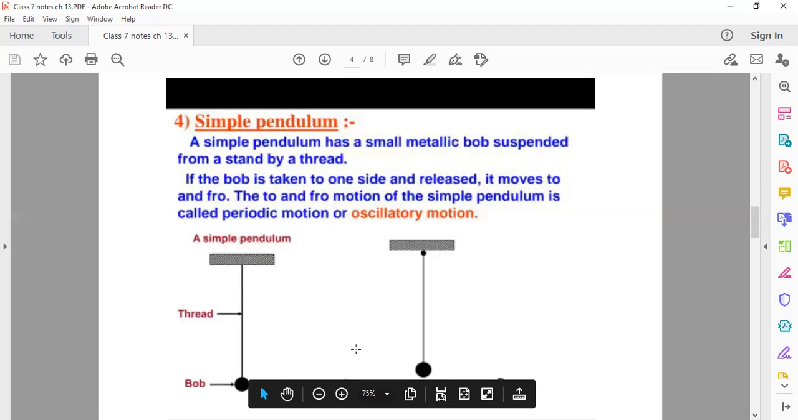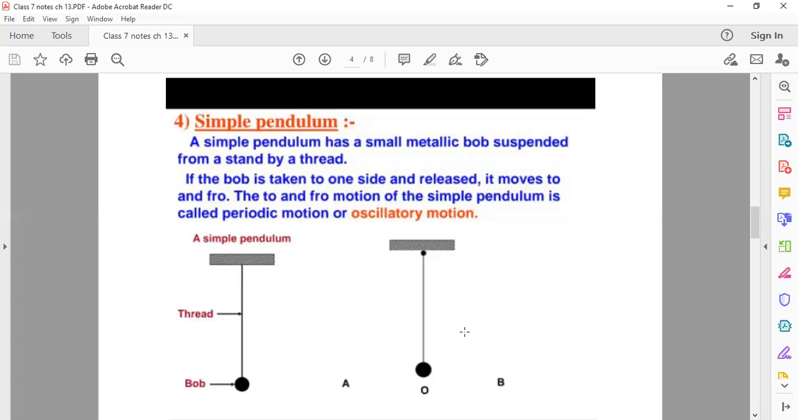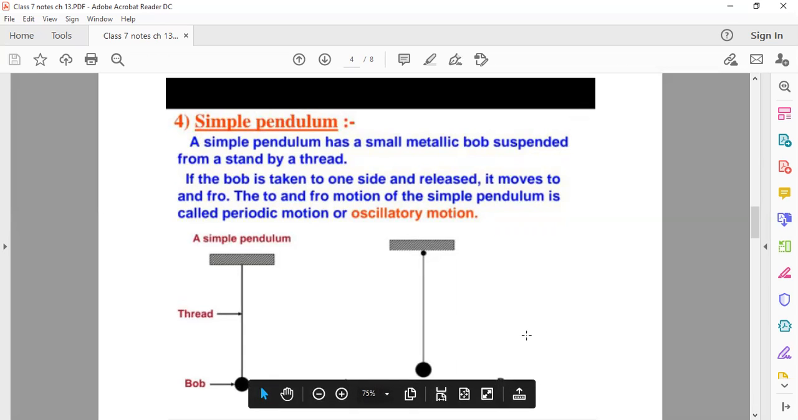Now how do we calculate its to and fro motion? If we take the pendulum to one side and release it, obviously the pendulum will come to the other side and it will start swinging like this. It moves to and fro, left and right. This motion is known as to and fro motion. The to and fro motion of a simple pendulum is called periodic motion or oscillatory motion.